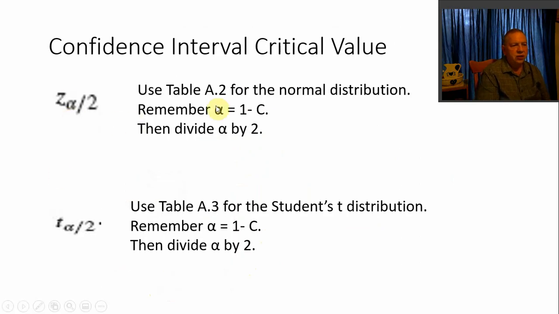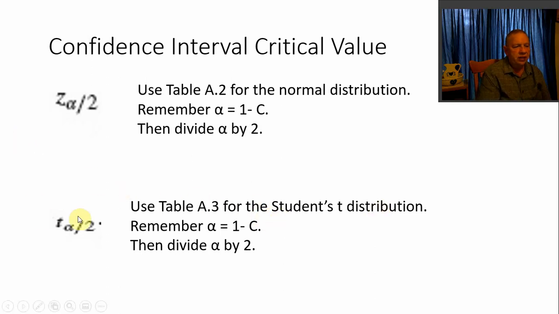So for z alpha over 2, I'm going to go to table A.2 for the normal distribution. I'm going to do my alpha is 1 minus C. So if I'm building a 95% confidence interval, then I'm going to do 1 minus 0.95. That would be the 0.05. That matches. This is telling you to do the alpha. Once I get 0.05, I divide it by 2, and I'm looking for z of 0.025 for that case. We'll work through that in just a minute.